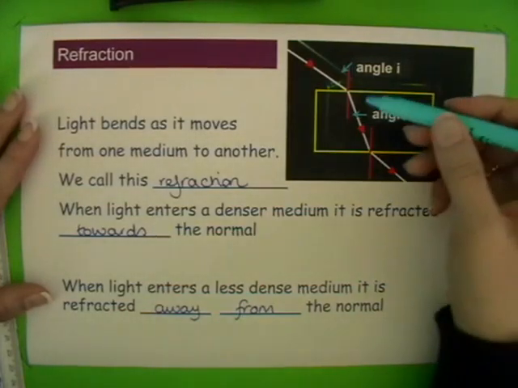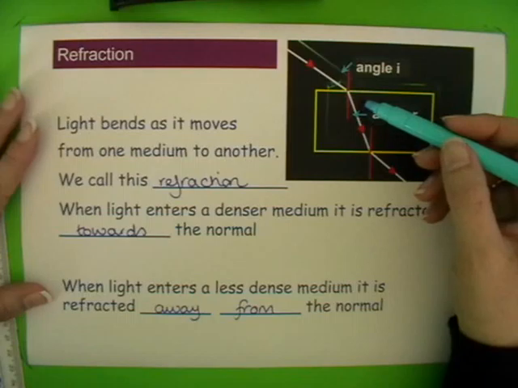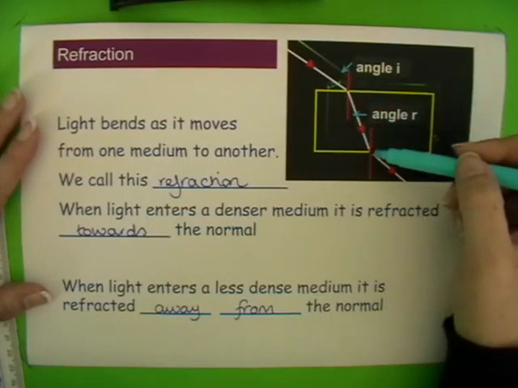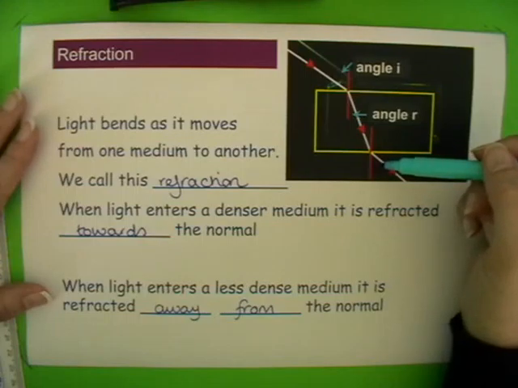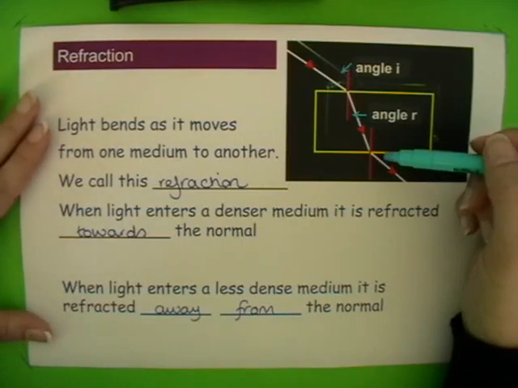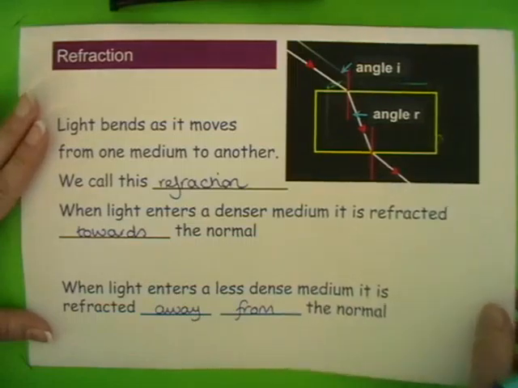So for example, coming into the glass block, because the glass block is optically more dense, it's refracted towards the normal, and then as it leaves it again, from a more dense into a less dense medium, such as air, then it bends away from the normal. This is also true of water. Whenever light enters water, it bends towards the normal, and when rays of light leave the water, they bend away from the normal.